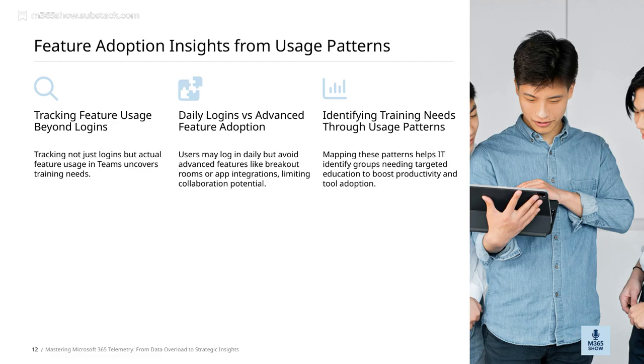We need to go a step further and analyze actual feature usage within Teams. Understanding what features are being used or not used helps us identify specific training needs. This way, we can tailor our support efforts to encourage more effective tool adoption, ultimately driving better productivity across the organization. By connecting these insights to our broader strategy, we can turn data overload into strategic actions that empower users and optimize the value of Microsoft 365.